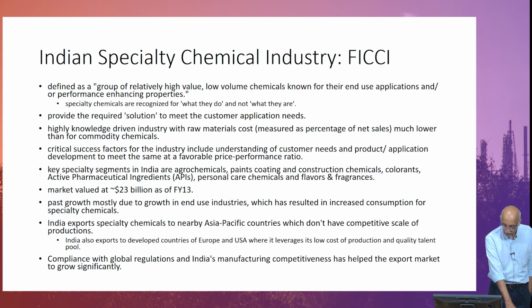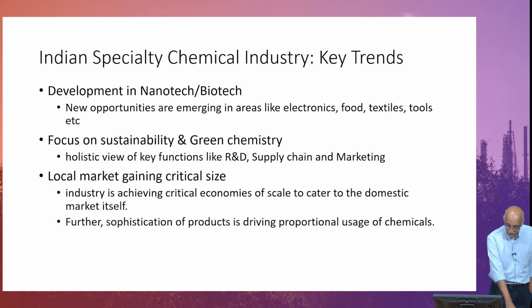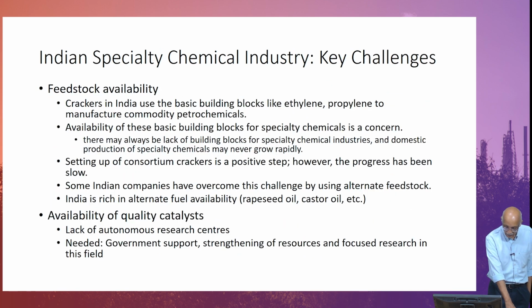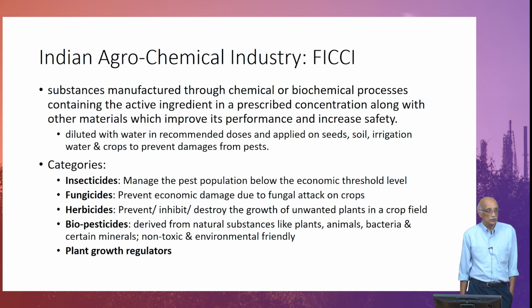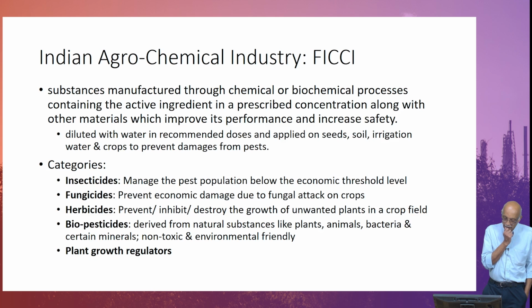Similarly, for the specialty chemical industry, they have identified key trends, key challenges, and opportunities. The agrochemical industry, again, they have gone through in detail and identified opportunities. Just as an example, we can go through this. The agro industry being so crucial to India's economy, anything that the chemical industry can do to impact that in a positive way will be a huge asset for India.